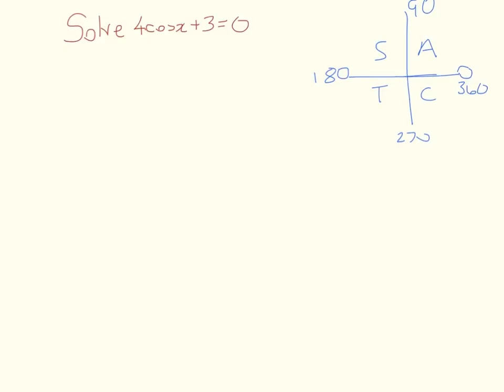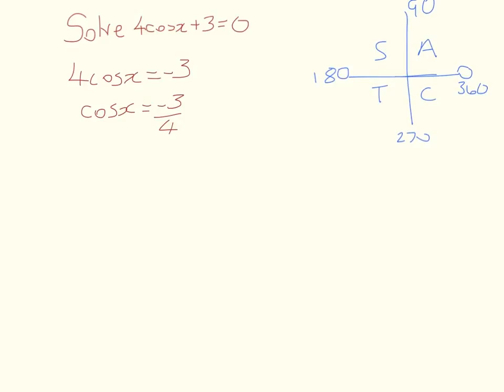We are now just going to solve this like we would normally any equation. So I'm going to first subtract 3 from both sides, so 4 cos x equals negative 3. And then I'm going to divide through by 4. I'm going to get cos x equals negative 3/4.